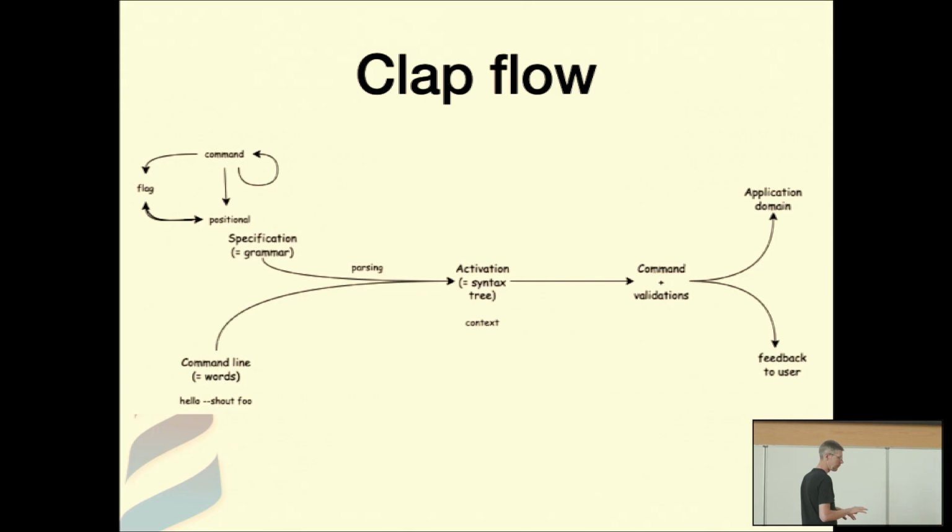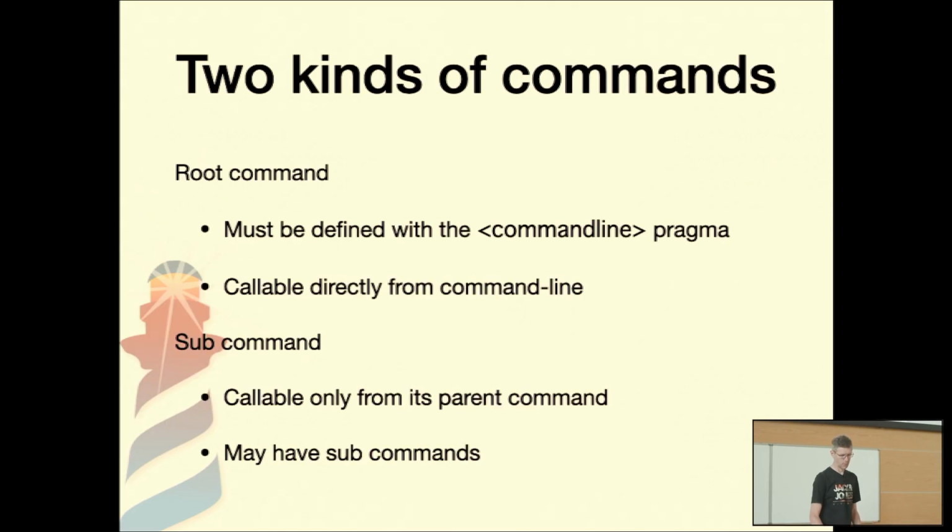Here, when you type on your console, you will have a command line. It's just a collection of words. You put all that together. There is a parsing phase, and it will give you what we call in clap an activation. It's kind of a syntax tree of the command, and you get it from the clap context. So the activation is the clap context. From this context, you will get an instance of your command where you can do some validations. And this command will also use your application domain to actually do something or give feedback to the user if the command he wrote is not good. Okay.